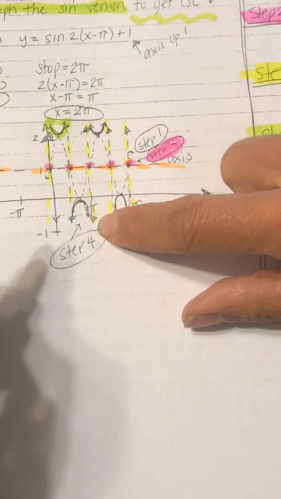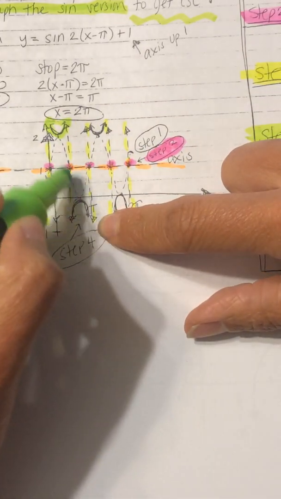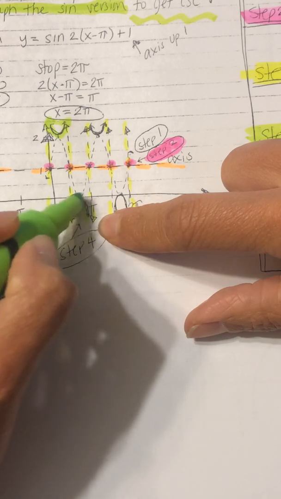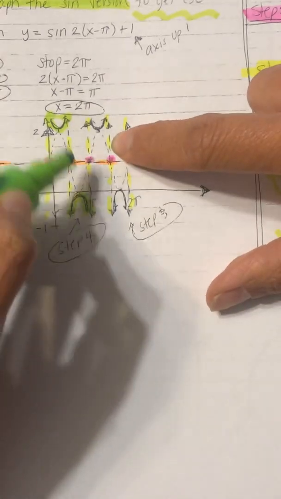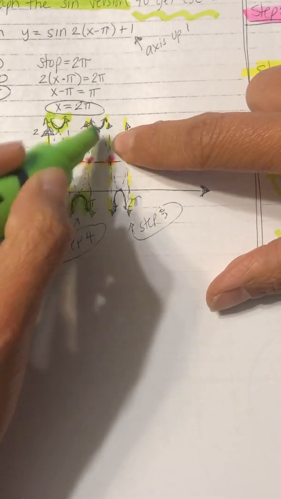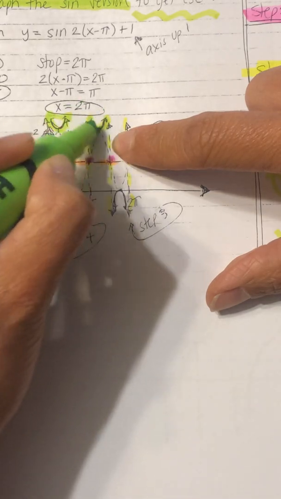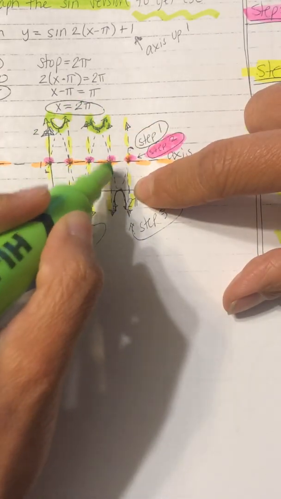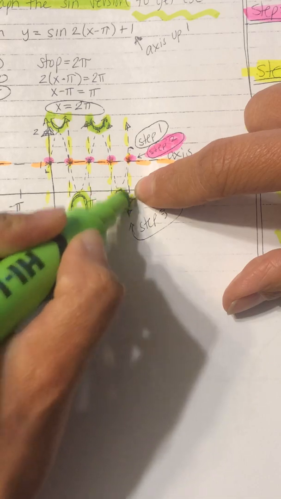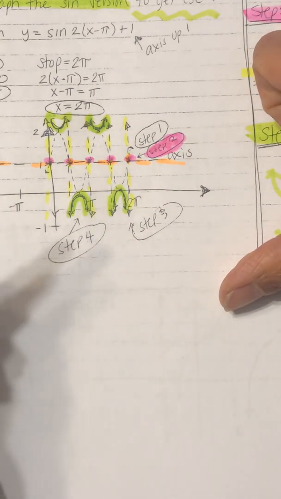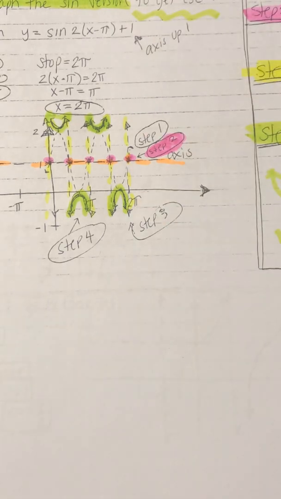Okay, and then I see the wave here, and it got flipped. And I see the wave between these two asymptotes, and I flip it. Pretty much, the flipped waves part is the graph. So I want to show you what that looks like on Desmos.